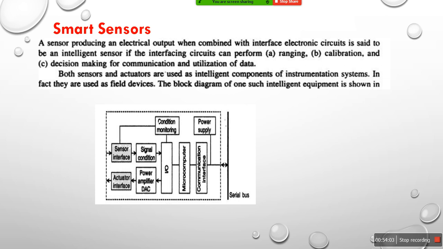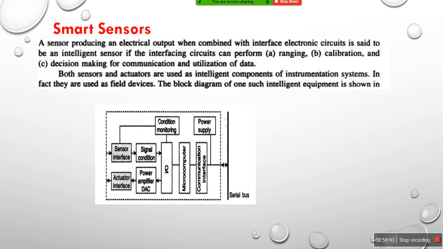So both the sensors and the actuators are used as intelligent components of instrumentation systems. Obviously, at the very start I told you that both the sensors and actuators are always interfaced together. So in order to use this smart sensor, the sensor is always connected with respect to the actuator. That means based on the sensor's output, the actuator has to take a decision. So when both of these are combined, they are used as intelligent components for the instrumentation systems, and in fact, they are used as field devices.